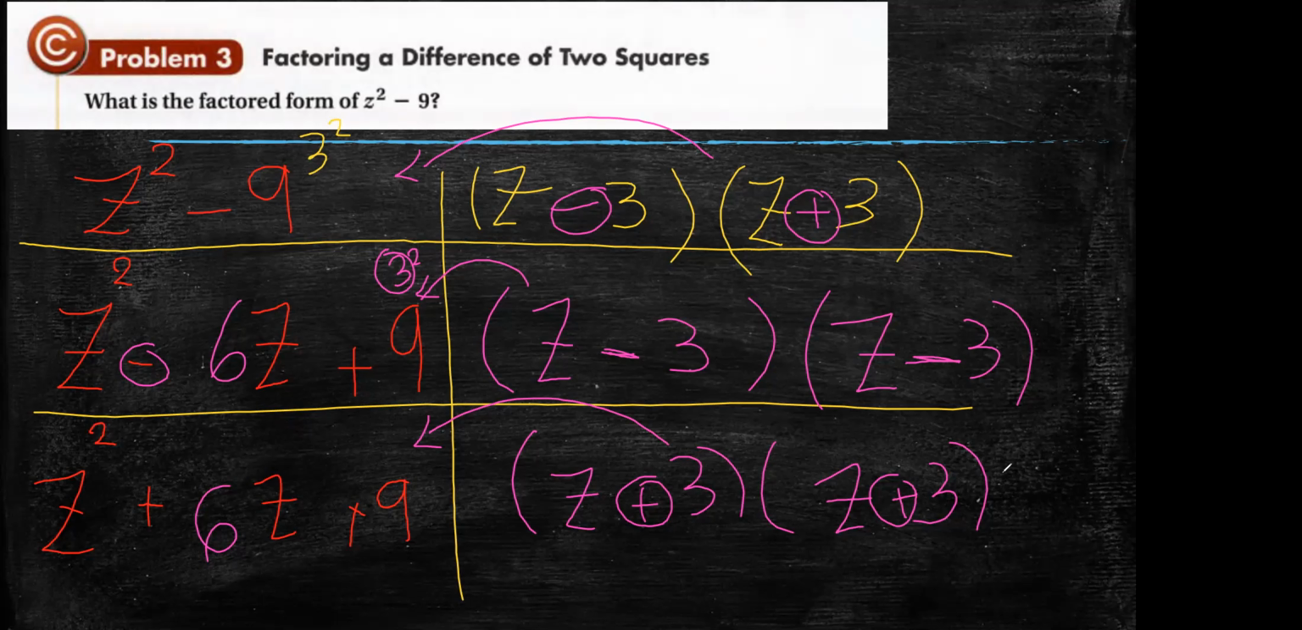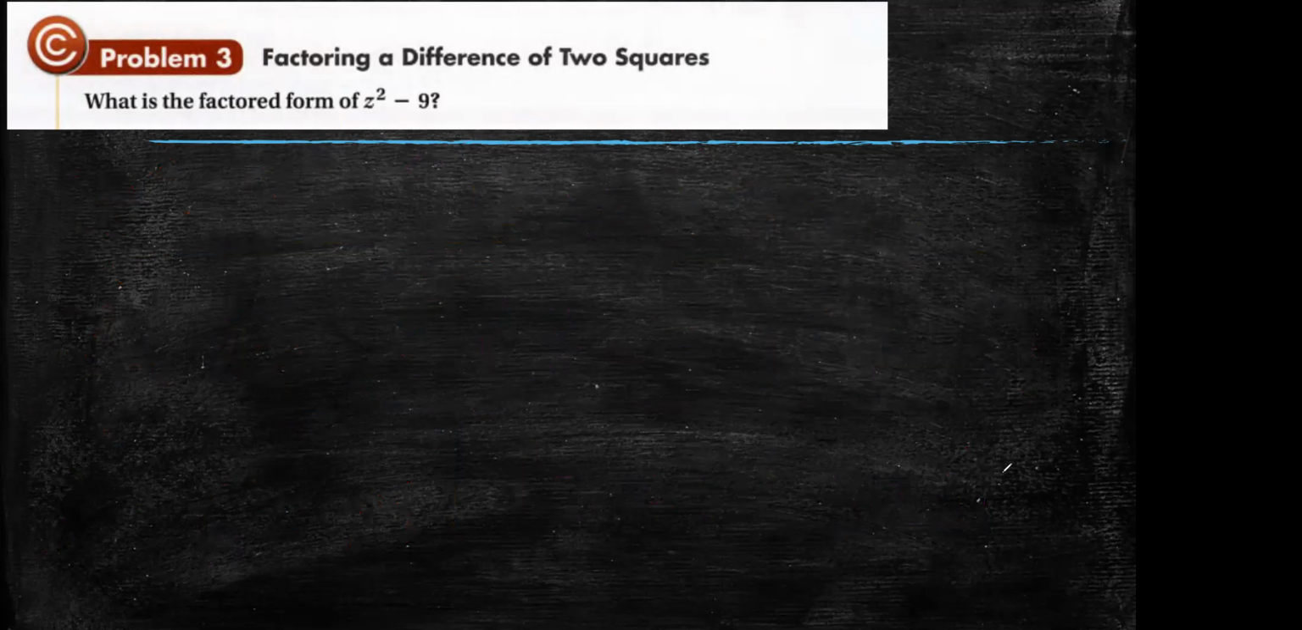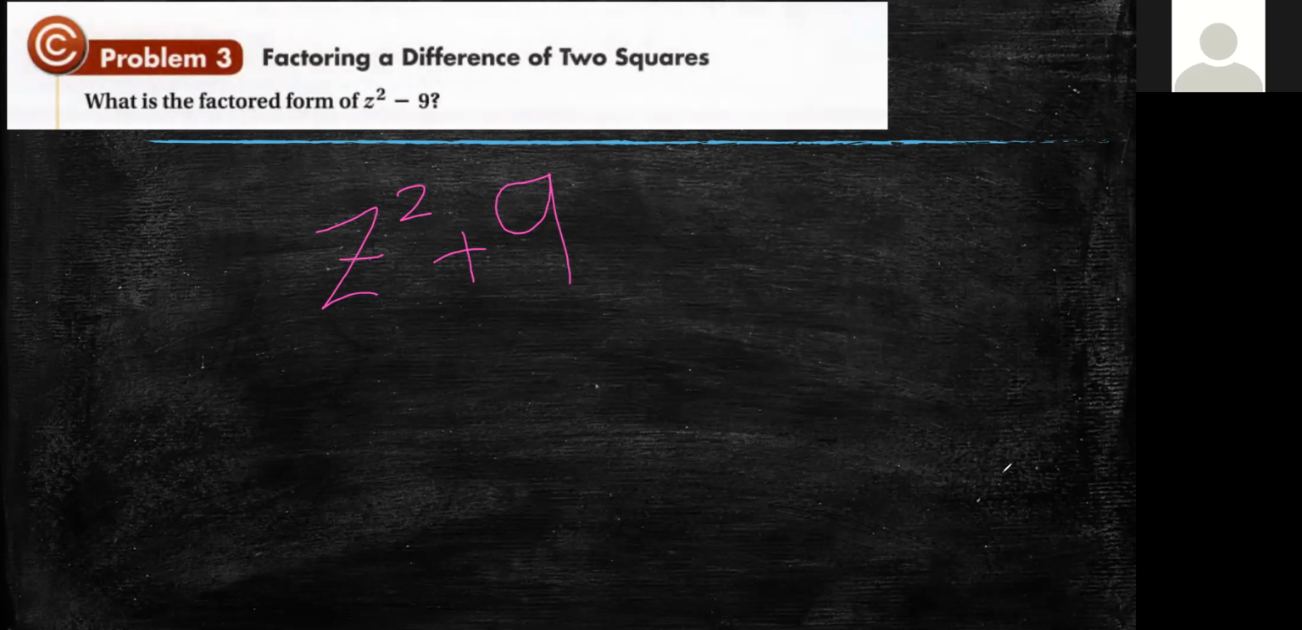So only the things that can be factored are these: a squared minus b squared, or a squared minus 2ab plus b squared, or a squared plus 2ab plus b squared. Only these three cases. What does it mean? That means if I have z squared plus 9, how can I factorize it? By making two brackets having the same numbers but different signs?